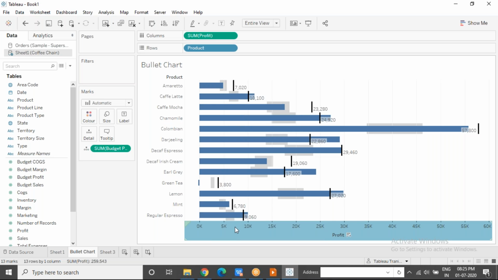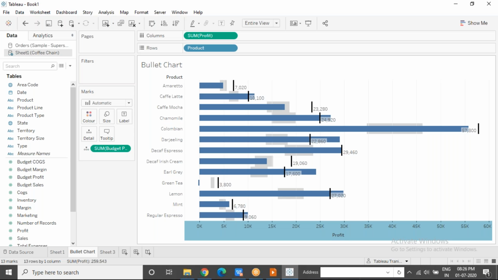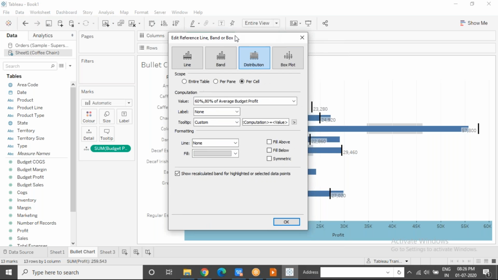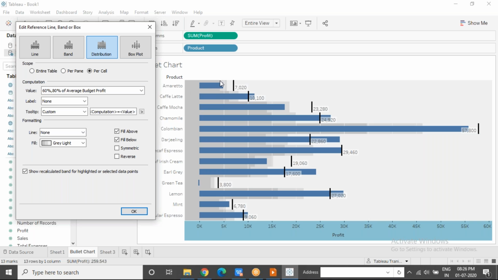All right. Now you can further improve the look of this reference line. Let us edit it and choose the distribution to edit. I want to edit the reference distribution, which is going from 60 to 80% of average budget profit. When it comes to the fill, you can fill above. The whole space here will be filled. You can fill below the band. So this is the reference distribution. Above the reference distribution, we filled everything. Below the reference distribution, we have filled everything.